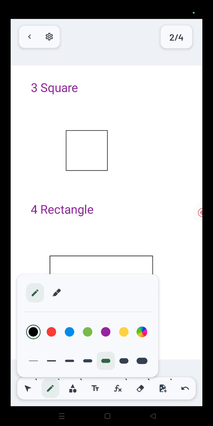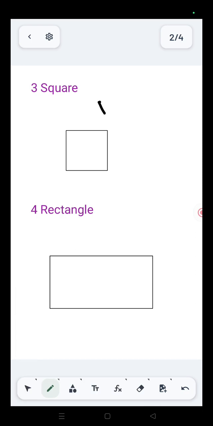What is the perimeter of the square? Perimeter is generally denoted by capital P, and it is the sum of all the sides of the square. Suppose the side is represented by small a, then its perimeter will be 4 into a, 4a. Clear?